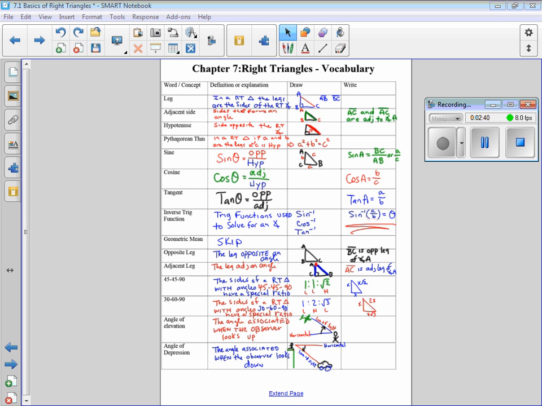You copy word for word what I've got there, because in this unit we're going to start having vocabulary checks. And when I ask you, hey, what's an adjacent leg, you need to use the words I give you. Sometimes I use an abbreviation. If the abbreviation doesn't make sense to you, then you write it out in full words. Let's get started with this vocabulary.